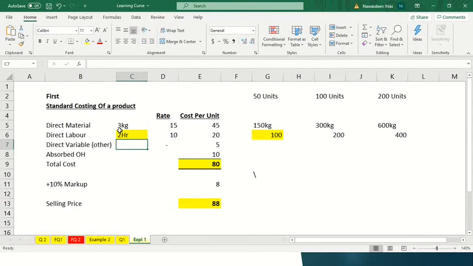So here in this example this direct material cost won't change, so it is constant. For 1 unit 3 kilograms, for 50 it is 150, for 100 units it is 300 kilograms, for 200 units it is 600 kilograms.